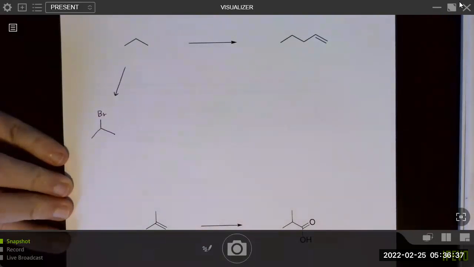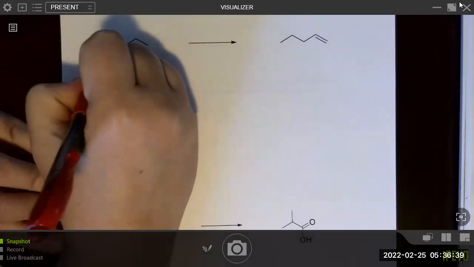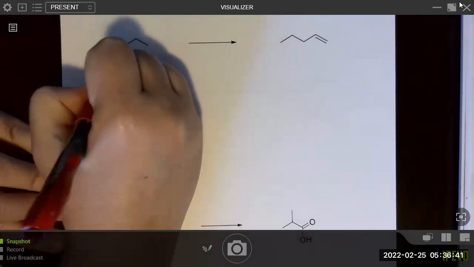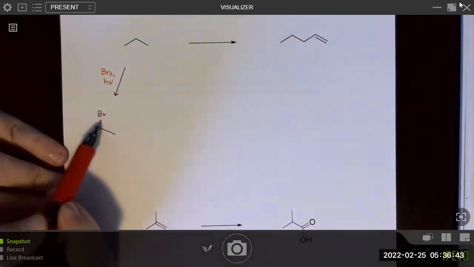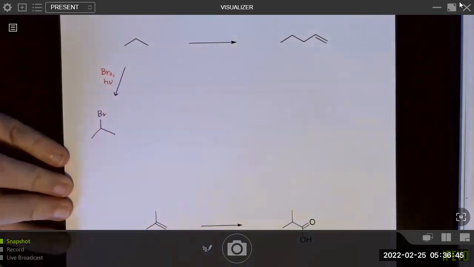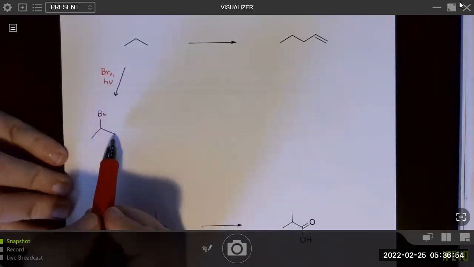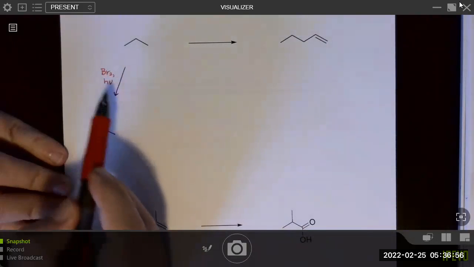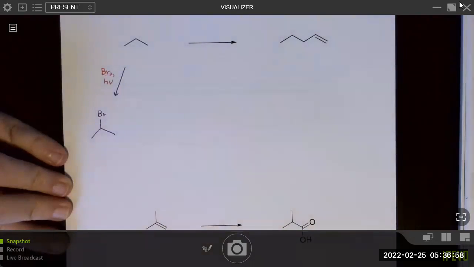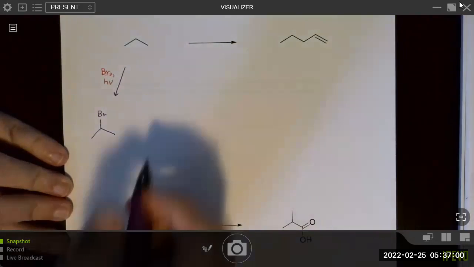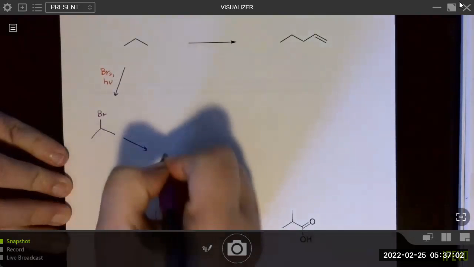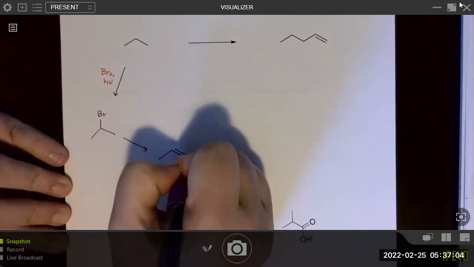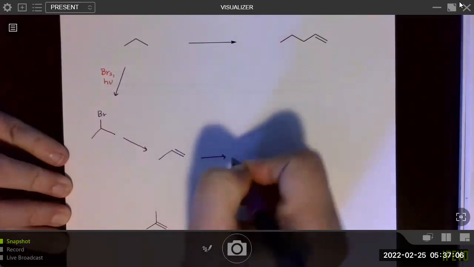When we do this radical halogenation reaction, just note that the bromine is going to go on the most substituted carbon preferentially. This is the regioselectivity of that reaction. We would actually prefer to have the bromine at the terminal carbon, but radical halogenation will place it on the more substituted carbon. However, we can do a series of reactions to actually move it to the position that we want.